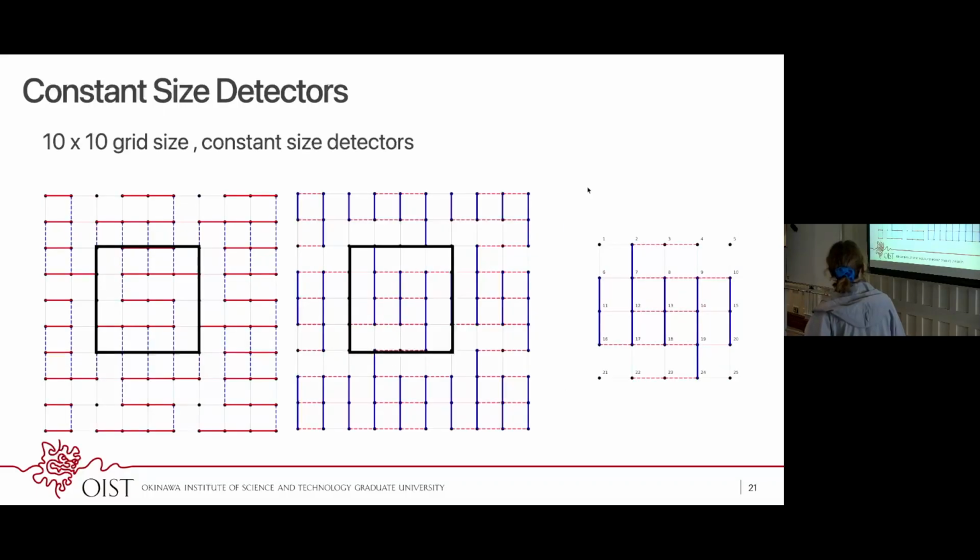And this boxed area has the same instantaneous stabilizer pattern as in the 5 by 5 case, and the stabilizer does not go beyond the box. So actually the detectors stay local as in the 5 by 5 case and do not increase with the growth of the size.